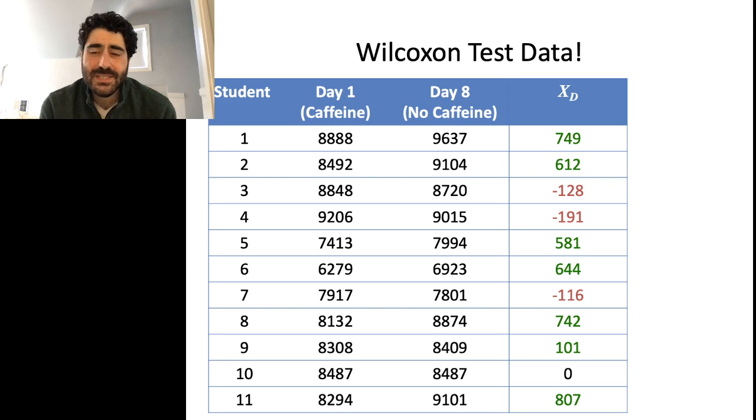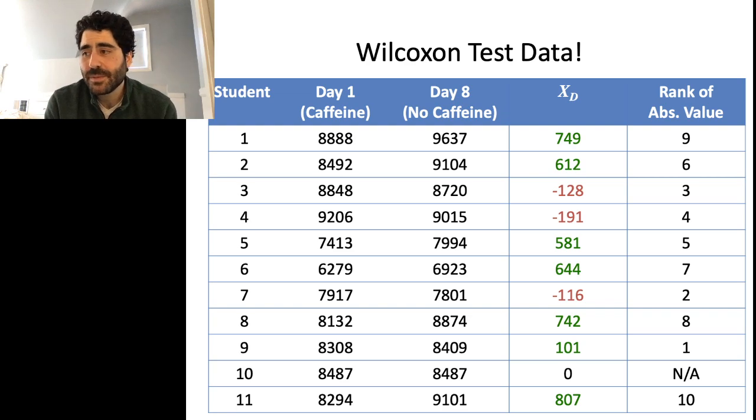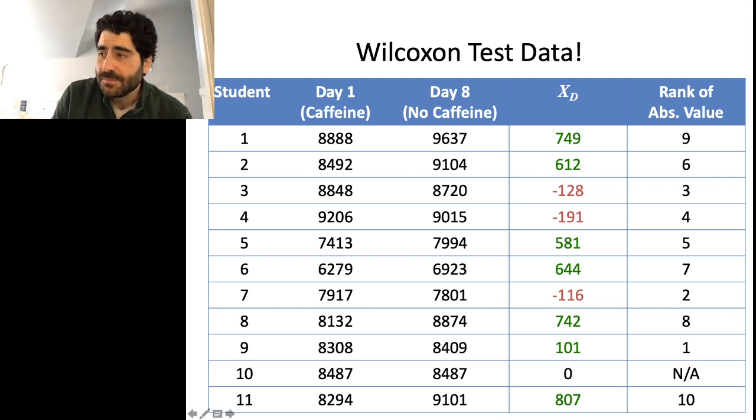What we want to test here is whether the median of these differences is 0 or not, right? Is the median of these differences significantly different from 0 or not? So after we compute these differences, we now compute ranks. And remember, we're computing ranks here on the absolute values of these differences, not on the numbers themselves. So the smallest value here in absolute value is this one, 101. This subject only changed by 101 steps. So that gets rank of 1.